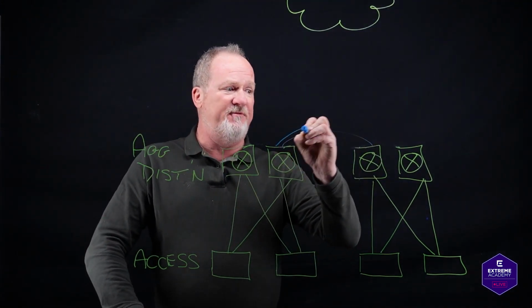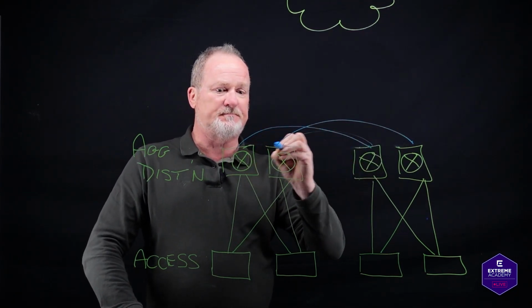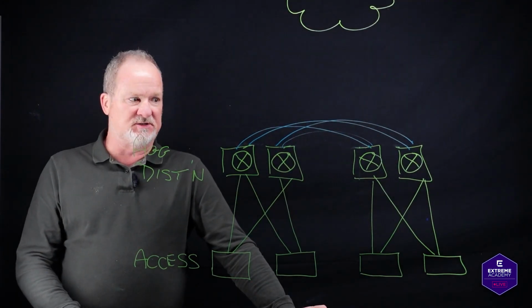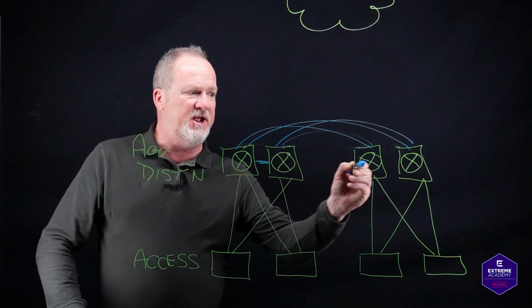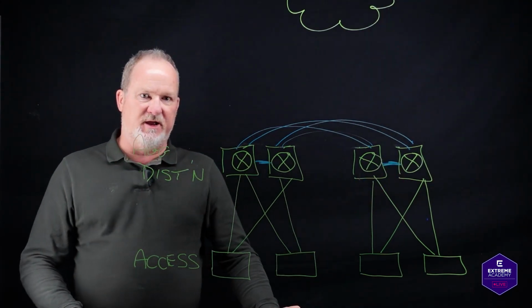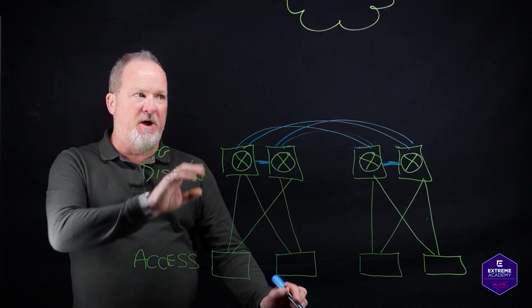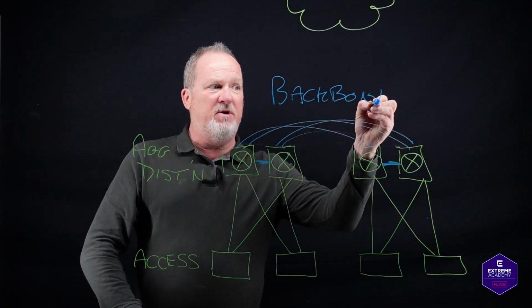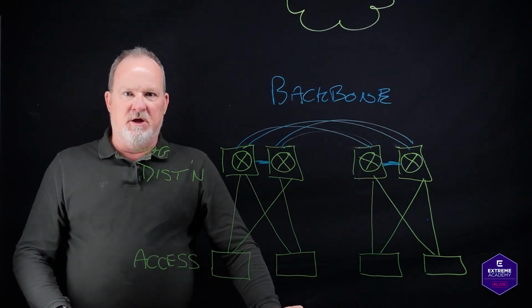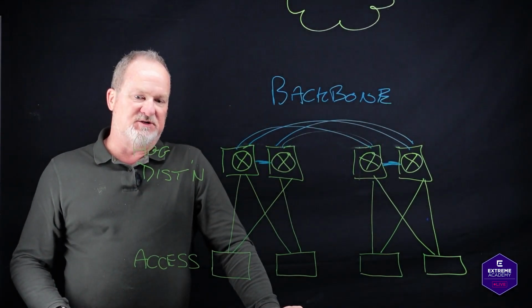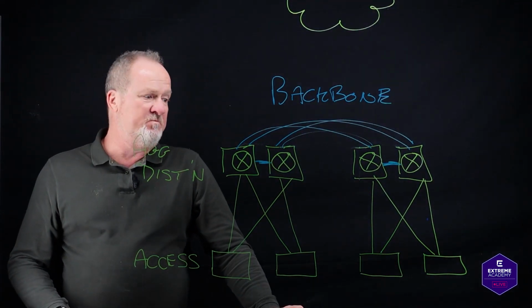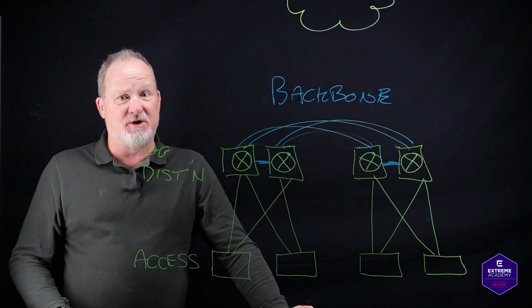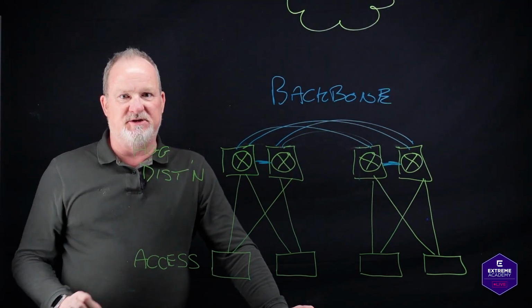We just have a series of wires connecting each distribution layer device. We may also have some further interconnections between those distribution layer devices. Effectively, the backbone is still here. Clearly, it's still here, but the backbone is now effectively the cable interconnects between those aggregation or distribution layer switches. Why do this? Well, to be honest, it's likely to be cost. This is a lot cheaper deployment.